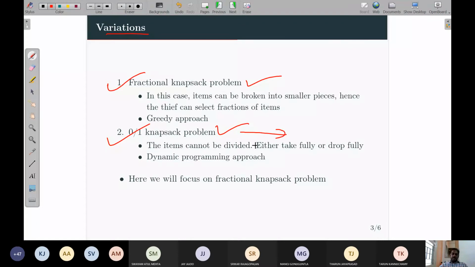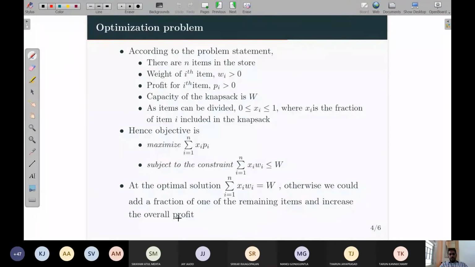0-1 knapsack we will learn later in the theory class, that is solved using the dynamic programming approach. Here we use the greedy approach, but there we will use dynamic programming. So the items cannot be divided, so this will be solved using dynamic programming. In this case, the items can be broken into smaller pieces, so we will follow the greedy approach. Here we will focus on fractional knapsack.